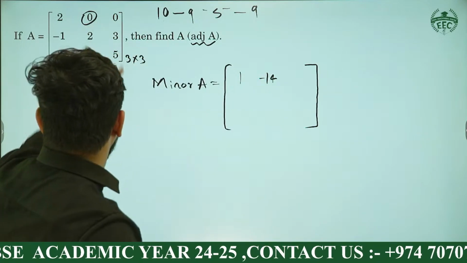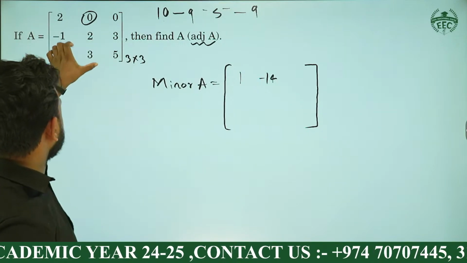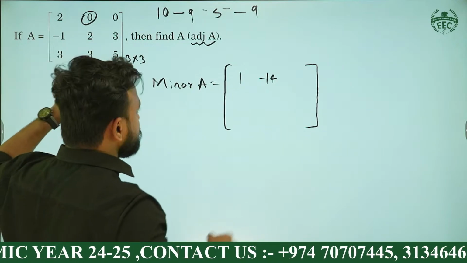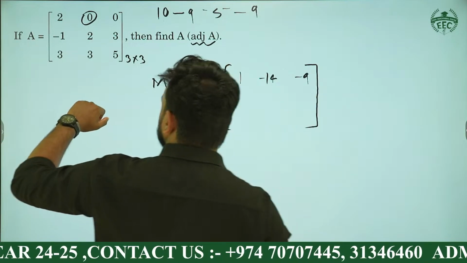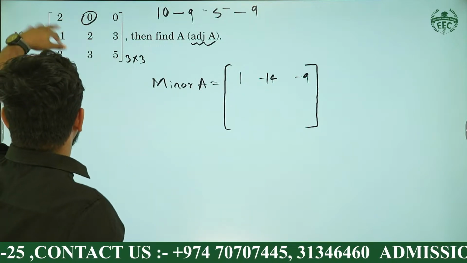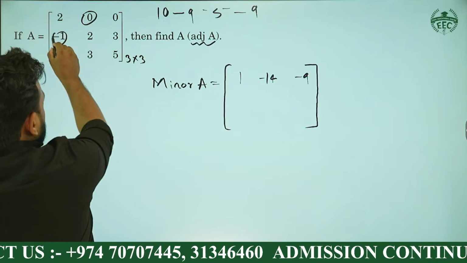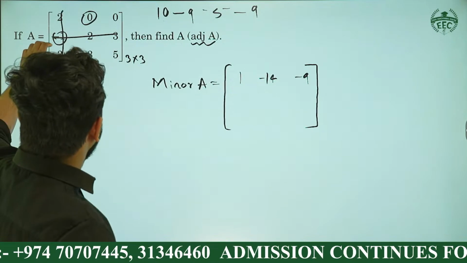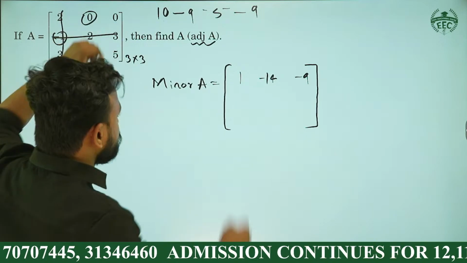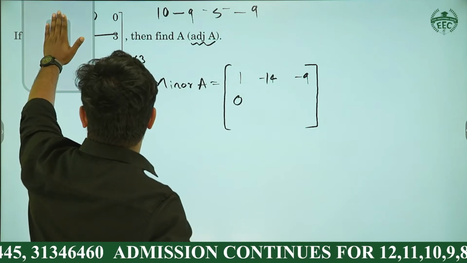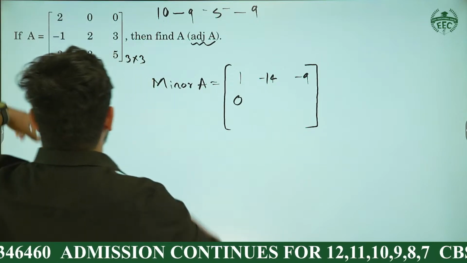What about this one? Cancels off, you will get minus 3, minus 6, minus 9. Ready? What about the next one? Minus 3, minus 6. Then what about this one? You have to eliminate this and this. What will you get? 0. It is 0. I think you can find the others, right?